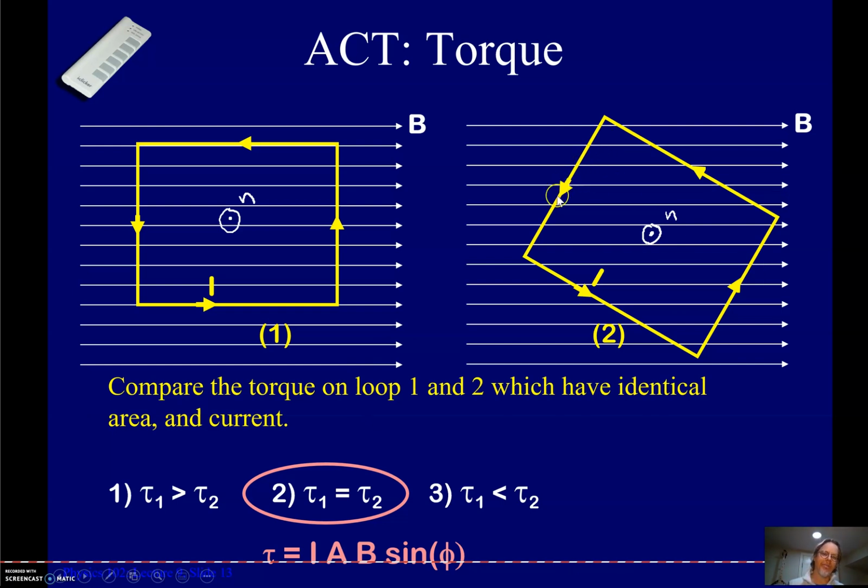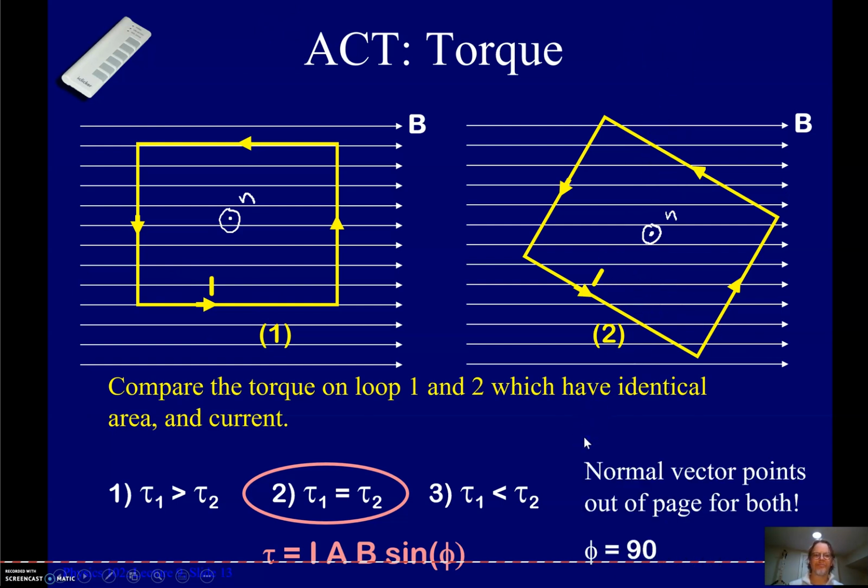Sure, it may not be exactly 90 degrees from this loop to that, but because you have a change in direction, it doesn't really matter. You're still going to have the same torque about this axis right over here, just as you do over here, because you're going to have the exact same area.